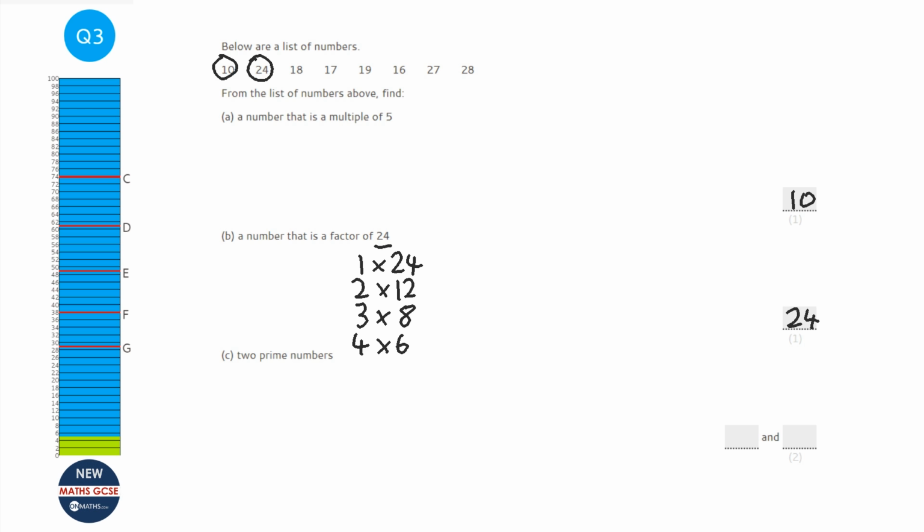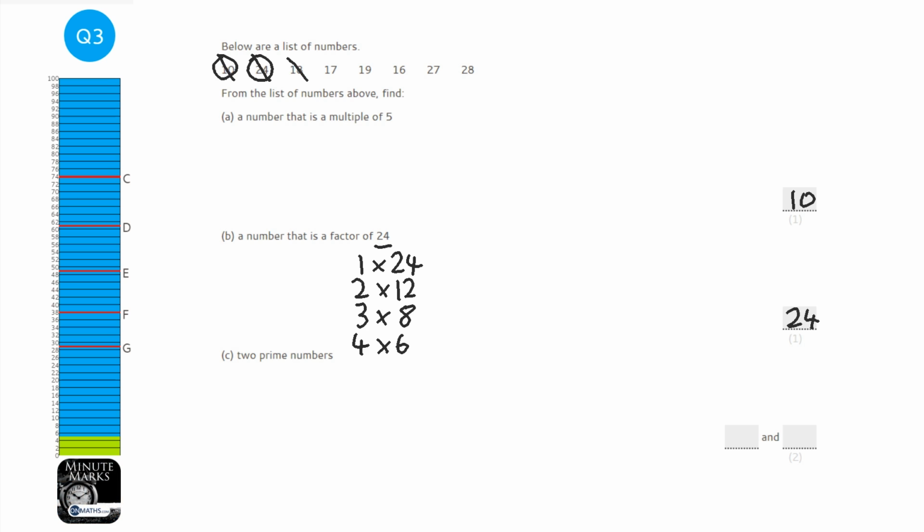2 prime numbers. Now prime numbers mean they only have 2 factors, 1 and themselves. Okay, that's a prime number. If there's any more factors, it's not a prime number. So let's go through the list. 10 is in the 5 times table, which we identified in question A, so that's not a prime number. 24, well, we've listed out 6 other factors of 24, so that's not in it. 18 is 3 times 6, so that's not going to be it.